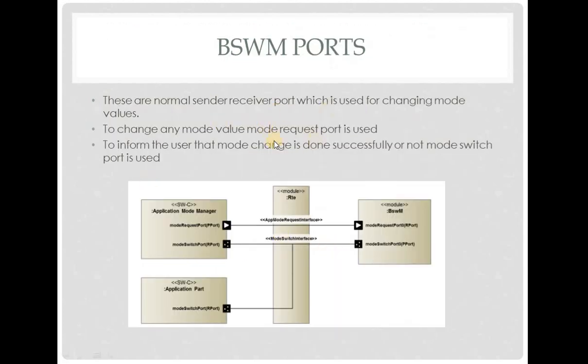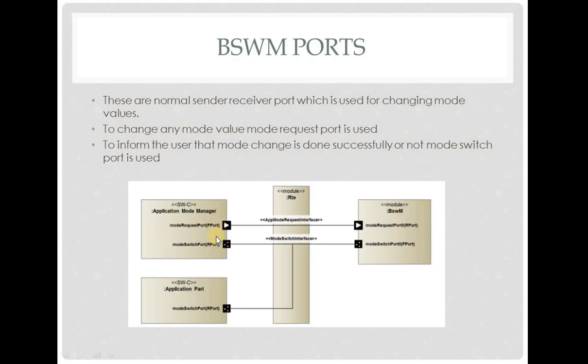Next, see BSWM ports. There are two important ports: mode request port and mode switch port. These are nothing but normal sender receiver ports. To change any mode value, the mode request port is used. To inform the user that the mode change is done successfully, the mode switch port is used. As you can see, you have two ports here. This is the application software component and this is the BSWM software component.